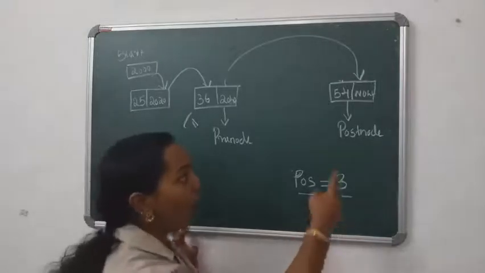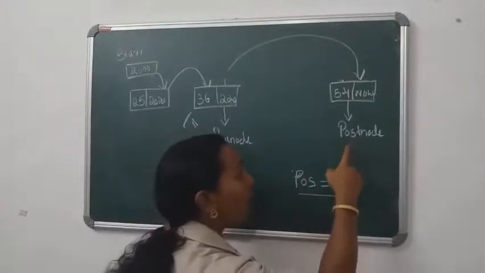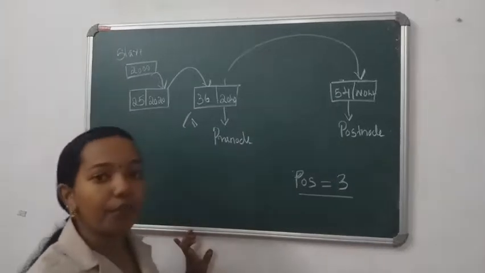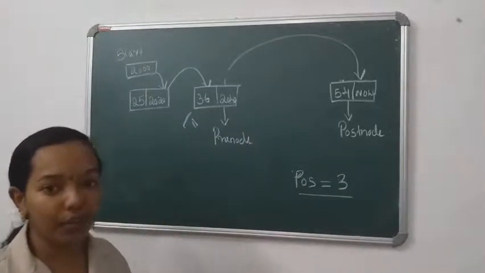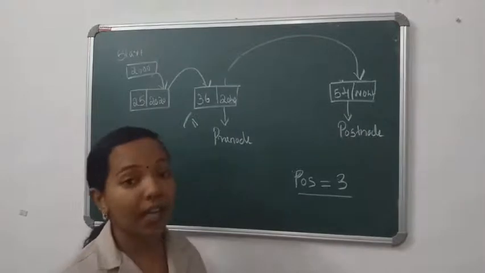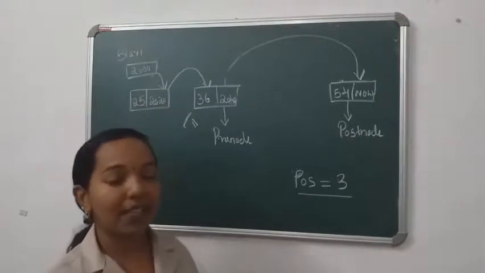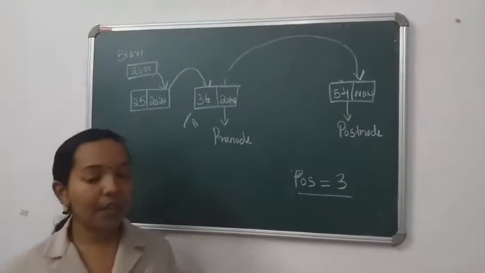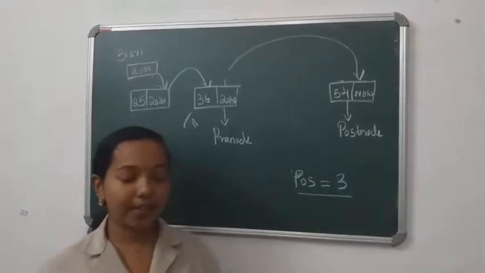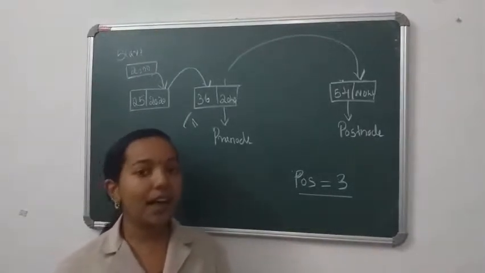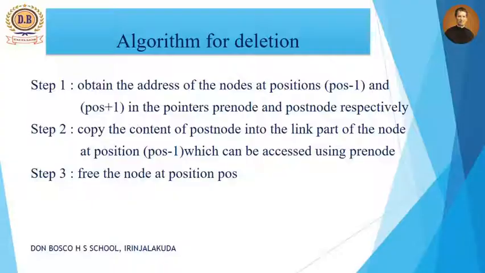After that, copy the link part of the post-node into the pre-node. Then automatically the node at position POS will be freed up, which means that we can delete it. So this is deletion of linked list. Next we will discuss the algorithm of linked list deletion. The algorithm is very important. Explanation with the figure, and also the algorithm, are very important for linked list deletion.